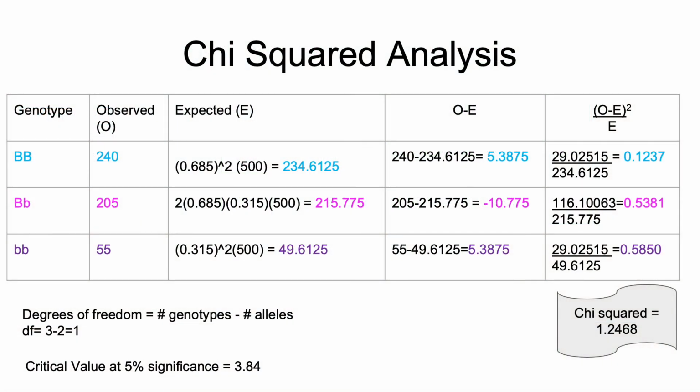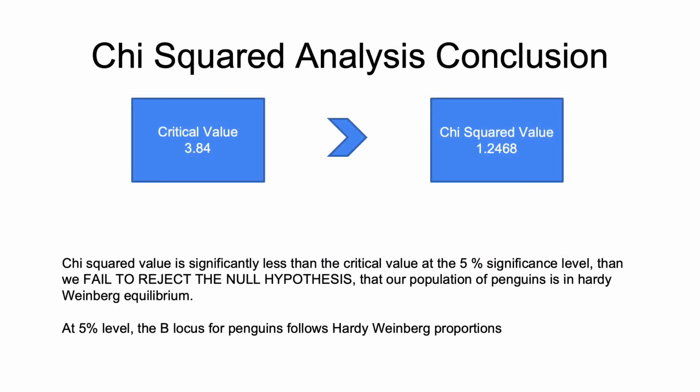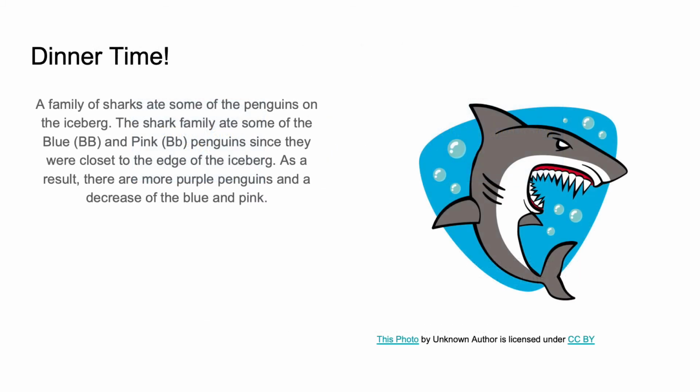We will use our observed population, allelic, and genotypic frequencies to find the chi-square value, which is 1.2468. Since we have 1 degree of freedom, our critical value is 3.84 at a 5% significance level, and we fail to reject our null hypothesis that our population is in Hardy-Weinberg equilibrium because 3.84 is larger than 1.2468.